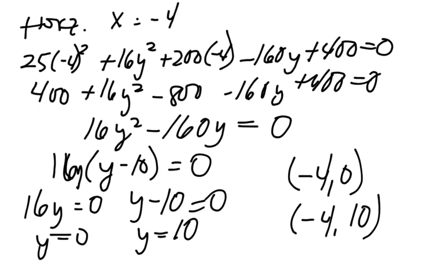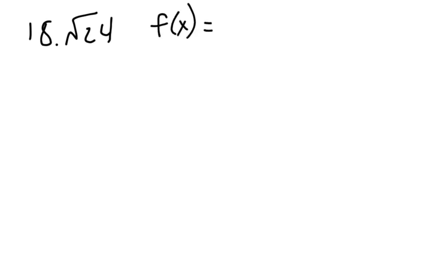Okay. The next one we're going to do, it says use an appropriate local linear approximation to estimate the value of the given quantity. And for number 18, they give you the square root of 24. So, first thing you need to do is figure out, well, what is that function we're working with here? F of x equals the square root of x. On number 19, for example, it'd be f of x equals the sine of x.